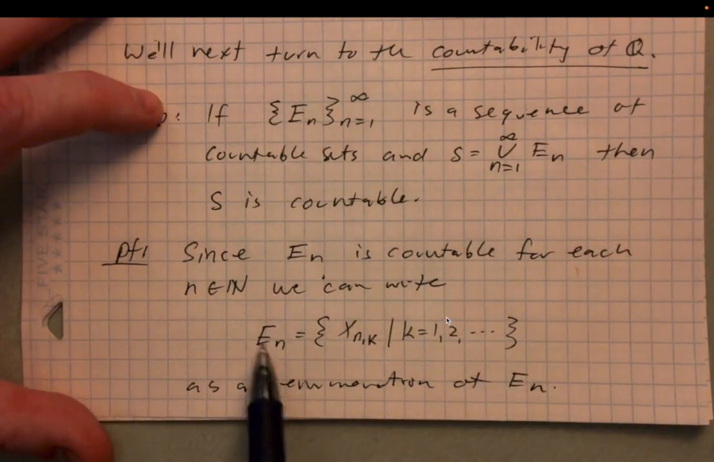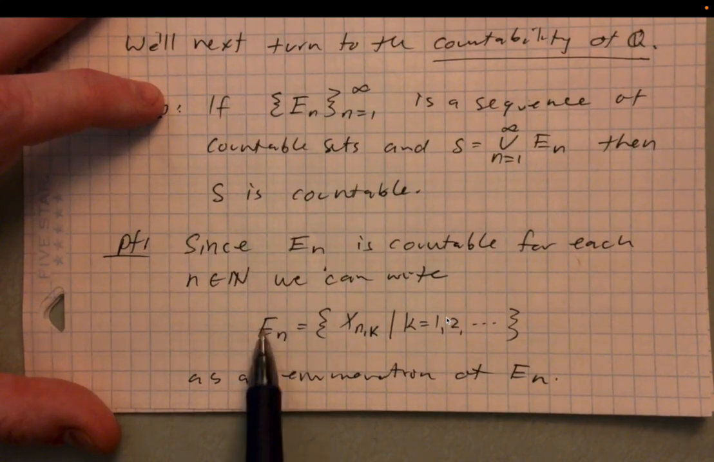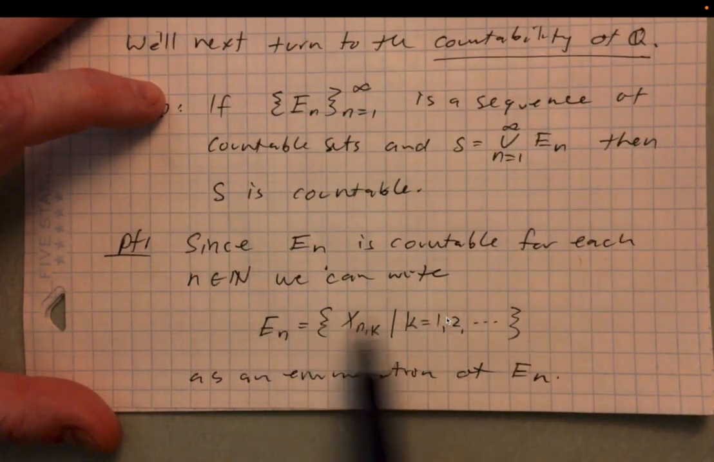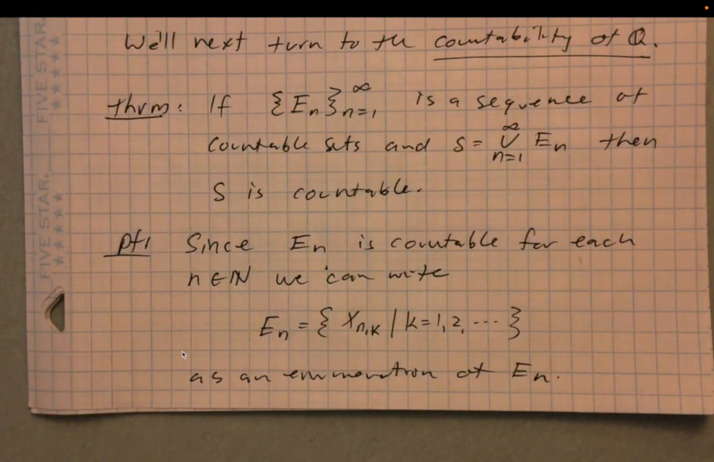Now notice this is for a fixed n. You'd have to make another one for another n, right? But for a fixed n, you could write all of the elements out as an enumeration like this.